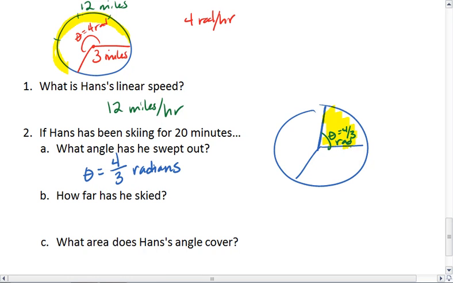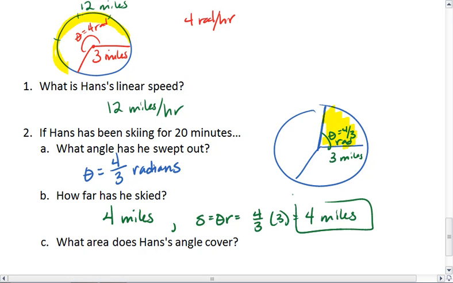How far has he skied? Alright, well, there's a couple ways we can figure this one out. One, we could take our 12 miles and cut it into thirds. That means Hans has skied 4 miles. Another way is to use our equation s equals theta r, where theta is 4 thirds, r is 3, and that also gives us 4 miles. In either case, Hans has skied 4 miles.